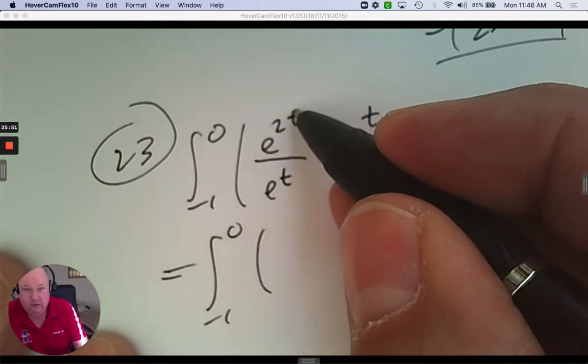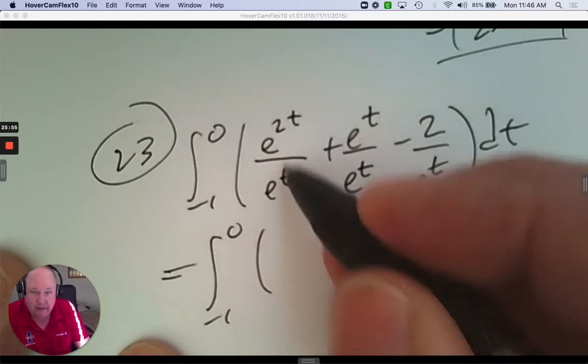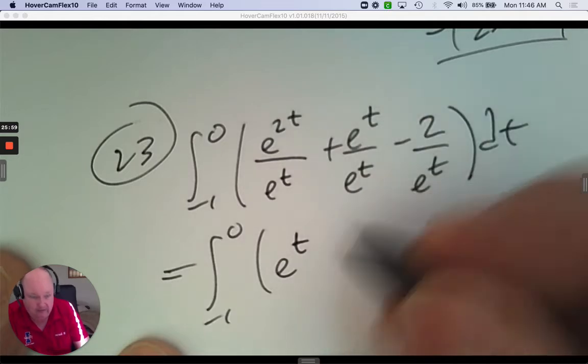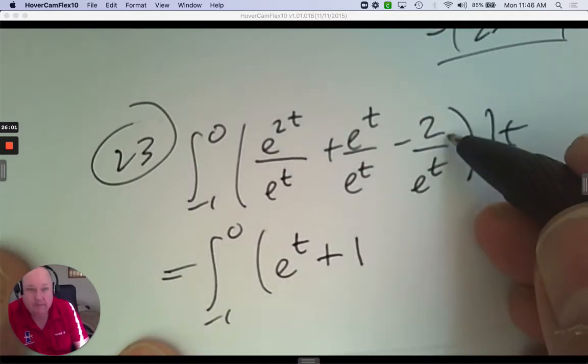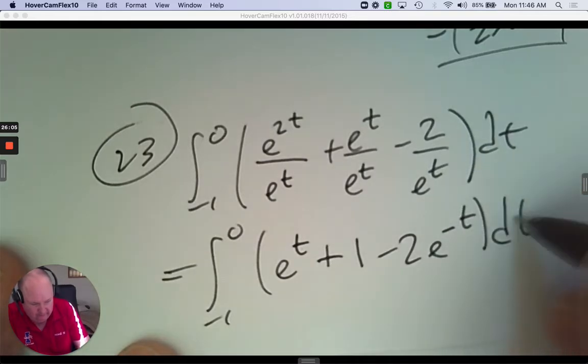So e to the 2t over e to the t, the bases are the same. You're dividing, subtract the exponents, and you get e to the 1t. e to the t divided by e to the t is 1. And then we're going to rewrite this as -2 e to the negative t.